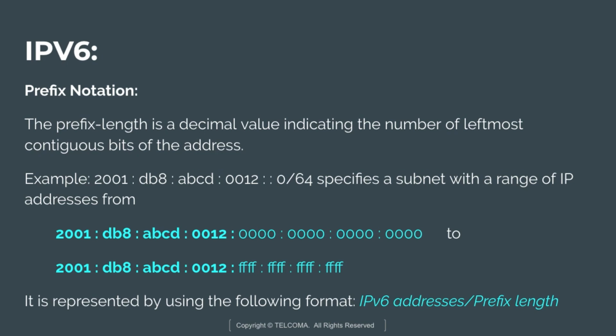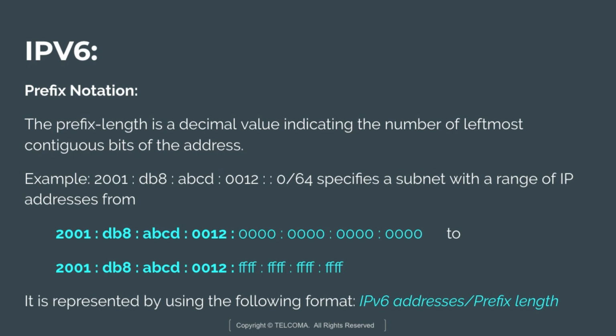For example, 2001:db8:abcd:0012:: has the prefix length /64. The /64 gives the information about the prefix notation, and it specifies a subnet with a range of IP addresses from 0000 to FFFF. So these are the ranges within this particular IP address.